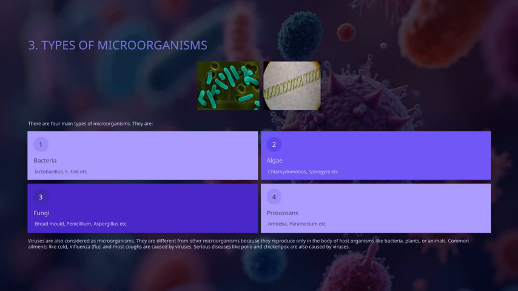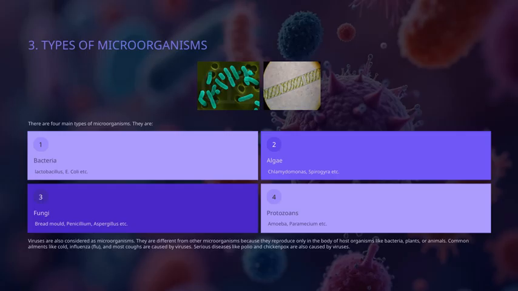Viruses are also considered microorganisms, but they're a bit different. They can only reproduce inside a host organism, whether that's bacteria, plants, or animals. That's why they're responsible for common illnesses like colds, the flu, and coughs. More serious diseases, like polio and chickenpox, are also caused by viruses.